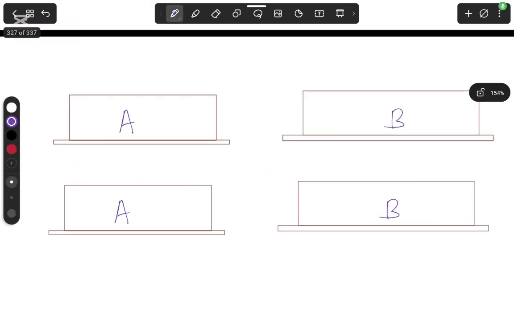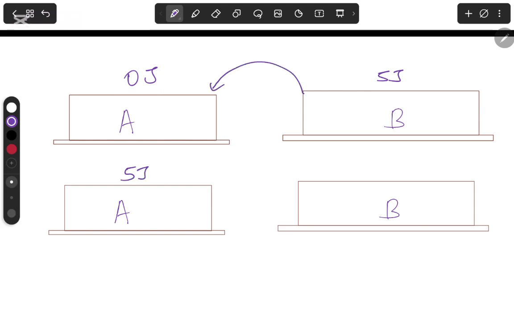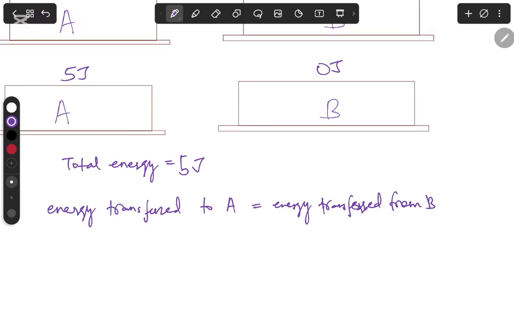Now, let's take an example. Let's say we had A. A had 0 joules of energy and B had 5 joules of energy. B transferred energy to A. Now, A has 5 joules of energy and B has 0 joules of energy. So the total energy is going to equal 5 joules. Energy transferred to A will equal energy transferred from B. And that will be 5 joules equals 5 joules. 5 joules of energy was transferred from B to A and A got the 5 joules of energy.